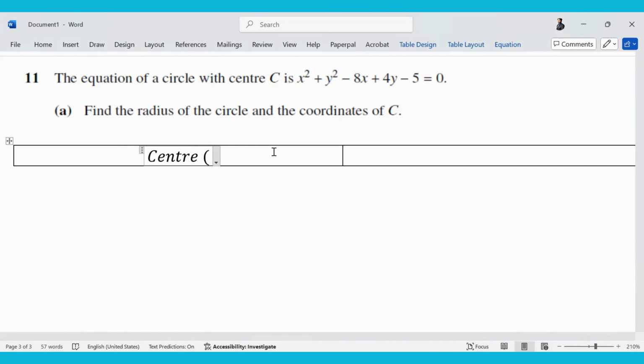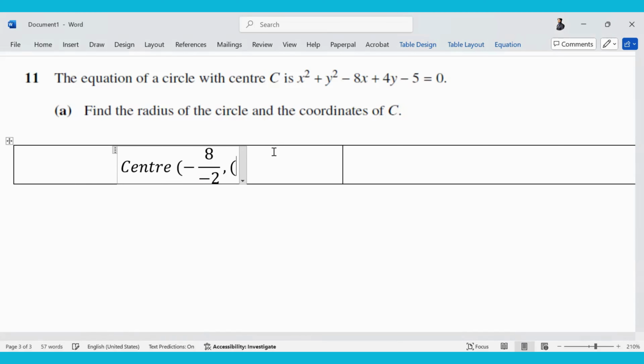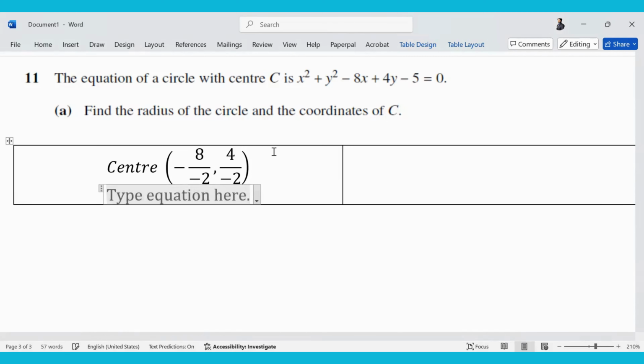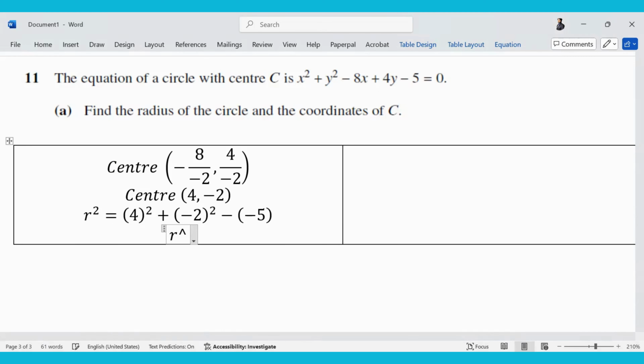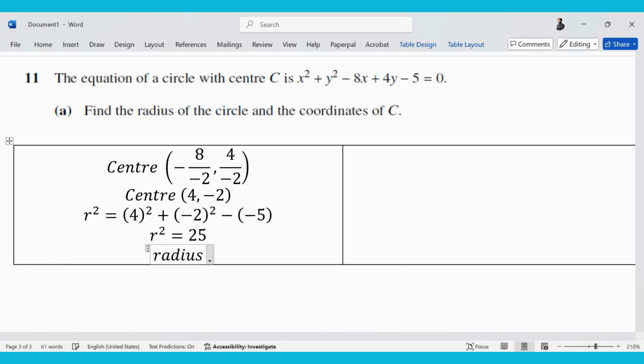For the center, what did we study? Coefficient of x divided by -2, coefficient of y divided by -2. So what are the coordinates of the center? 4 and -2. Then what about the radius? I have told you first go for r square. X coordinate squared, y coordinate squared, minus the constant. What is the constant in the equation? -5. So what is the r square that you end up with? 25. So the radius is 5.